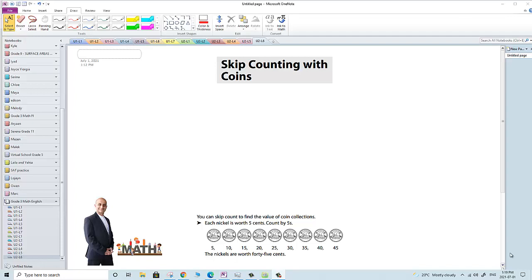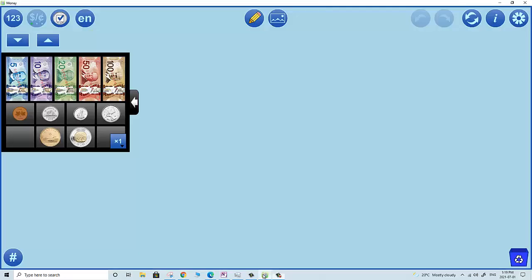Good morning, student. Today we're going to learn how to skip count with coins. And the best way to introduce this lesson is to use this nice application. We have a nice application here with money. And you can see the money that I can use is 5 cents or 10 cents or 25 cents. So let's start with the nickel, which is 5 cents.